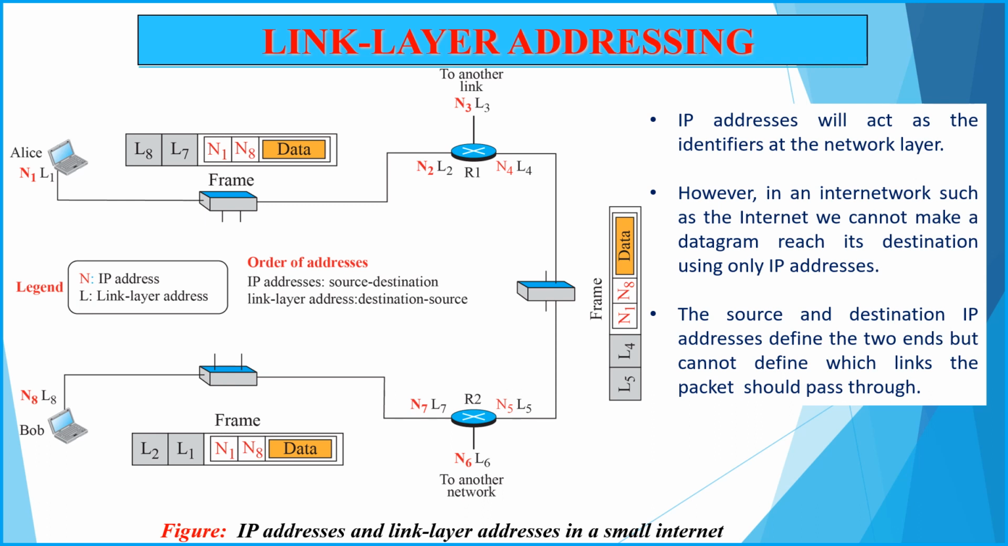The data will be passed through various frames and switches through the link numbers L1 to L8. We can see here that the data will have a sender IP address as well as a receiver IP address. But when it passes through a frame, it will additionally have a link address, L7 and L8. Like that, L5 and L4 will be added when it passes through the next frame, and likewise L1 and L2 will be added when it passes through the next frame through the switches.